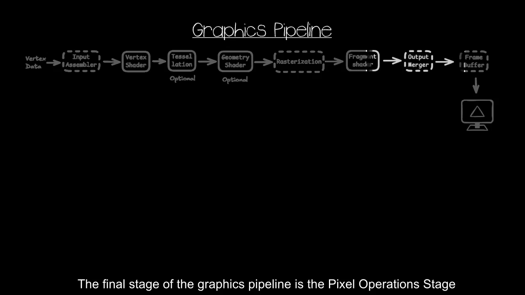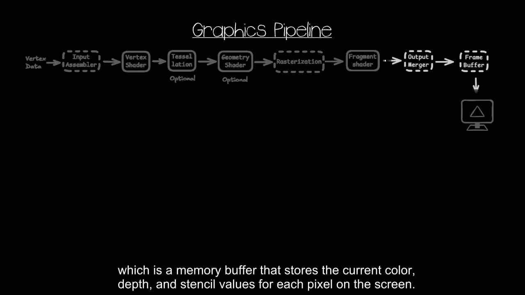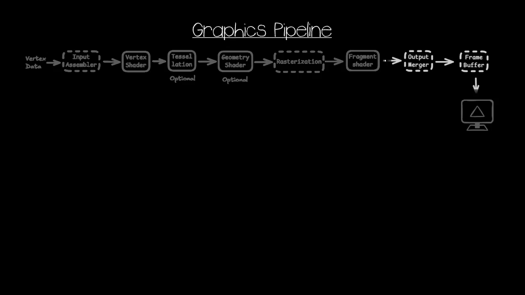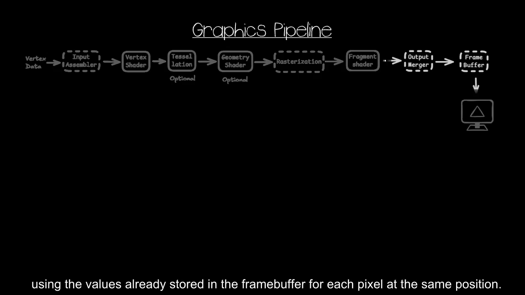The final stage of the graphics pipeline is the pixel operations stage, also called the output merger. This stage works with the frame buffer, which is a memory buffer that stores the current color, depth and stencil values for each pixel on the screen. Each fragment from the fragment shader goes through the following operations using the values already stored in the frame buffer for each pixel at the same position.